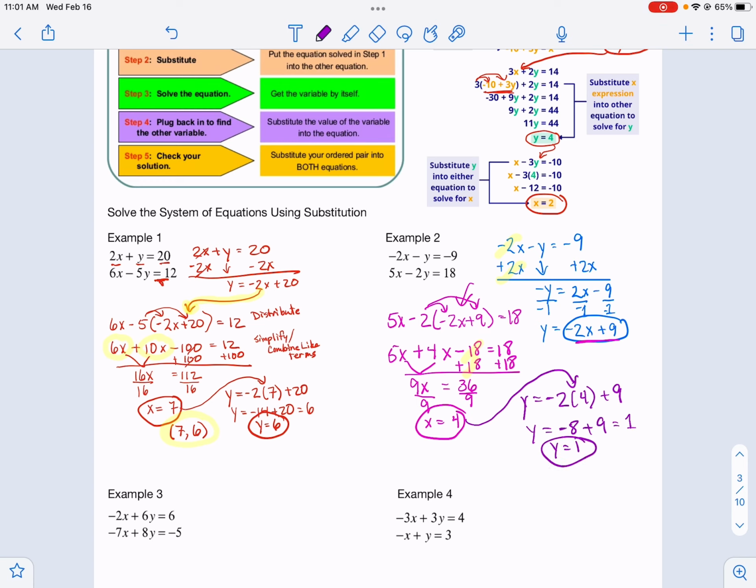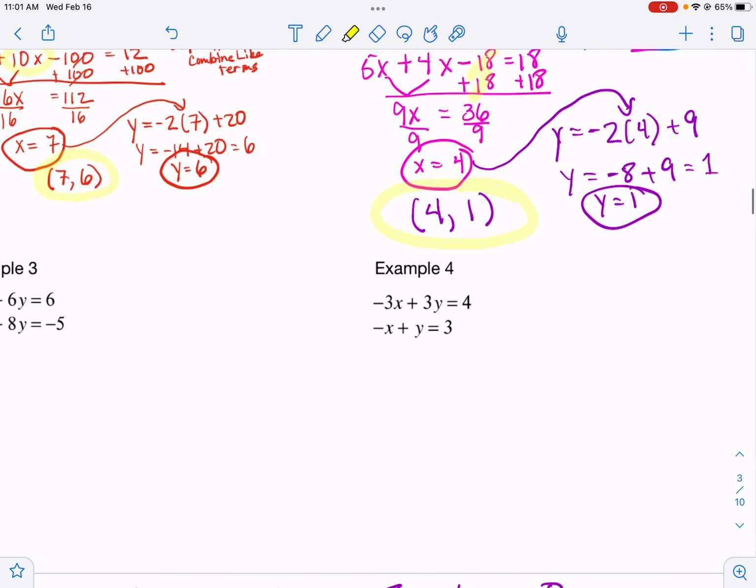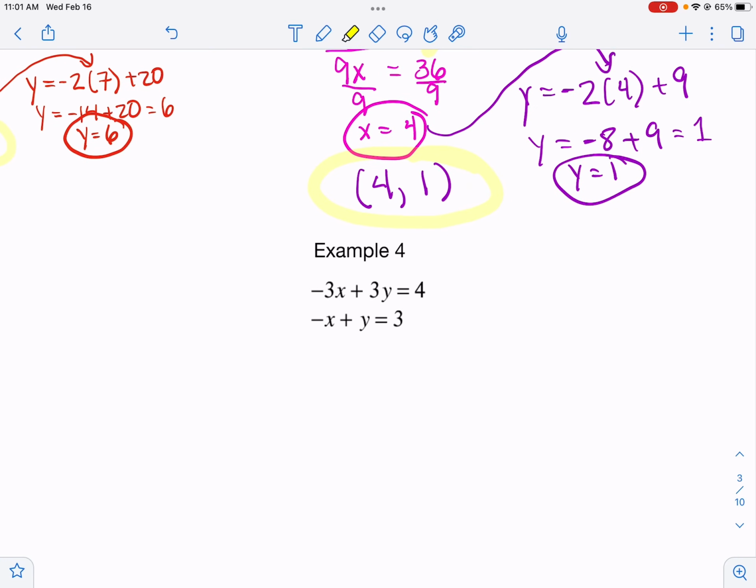The solution to this system of equations is x is 4 and y is 1, and that is an example of one solution. The other one was 7 and 6. Now this one is 4 and 1. Let's do Example 4, because I think that one's a little bit different.